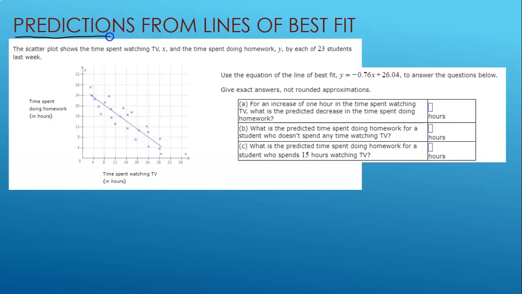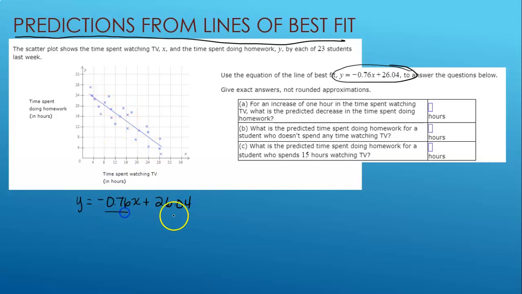All right, new topic, predict from line of best fit. So we were just making some basic predictions, and overall, those would probably be pretty good if we actually collected some data. But the computer can actually create a perfect line of best fit equation for you. So what we've got here is back to our original graph of time spent watching TV and time spent doing homework.